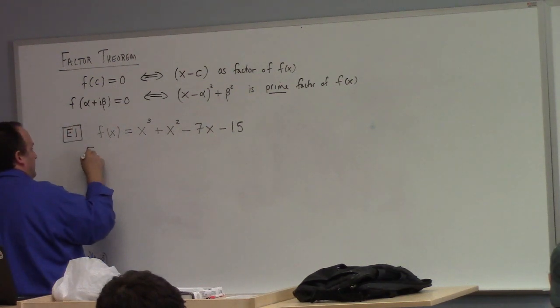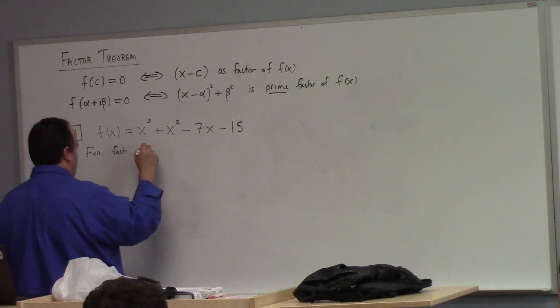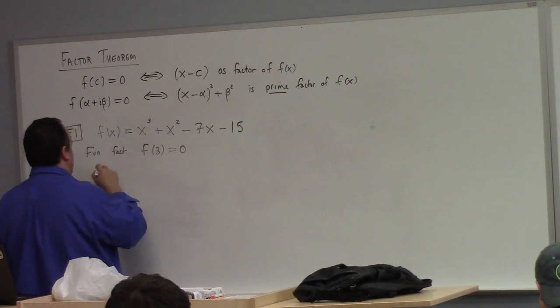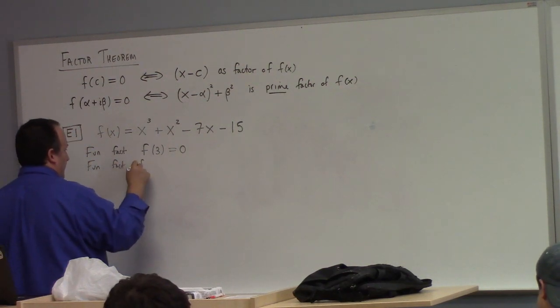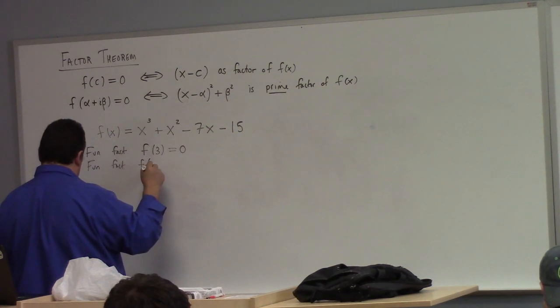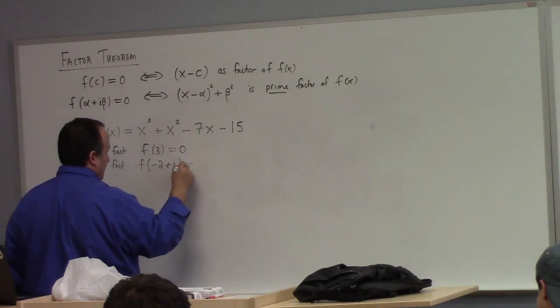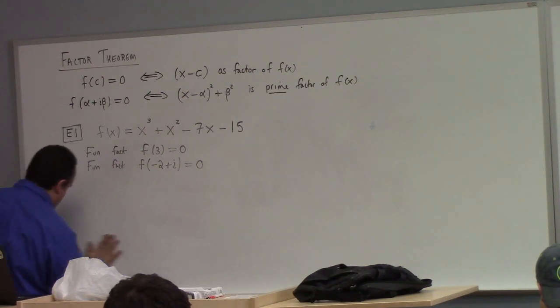And here's a fun fact. On the one hand, we have f of 3 is equal to 0. But also, another fun fact, f of minus 2 plus i is actually equal to 0.